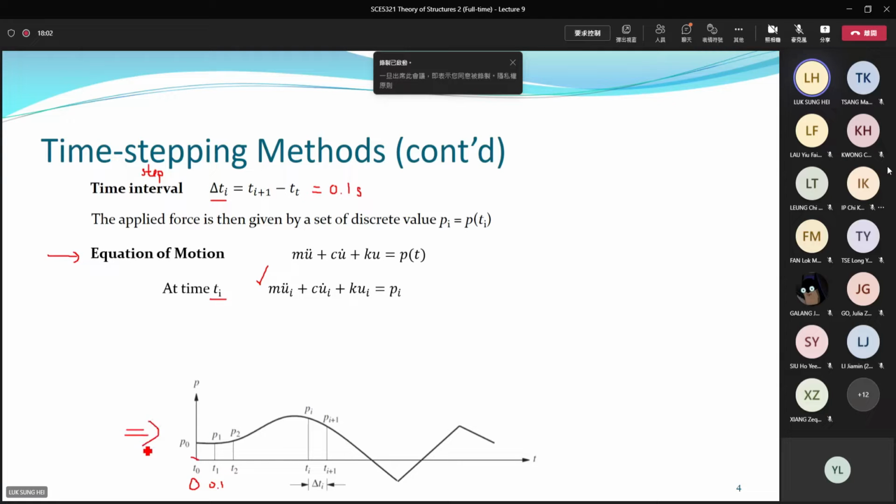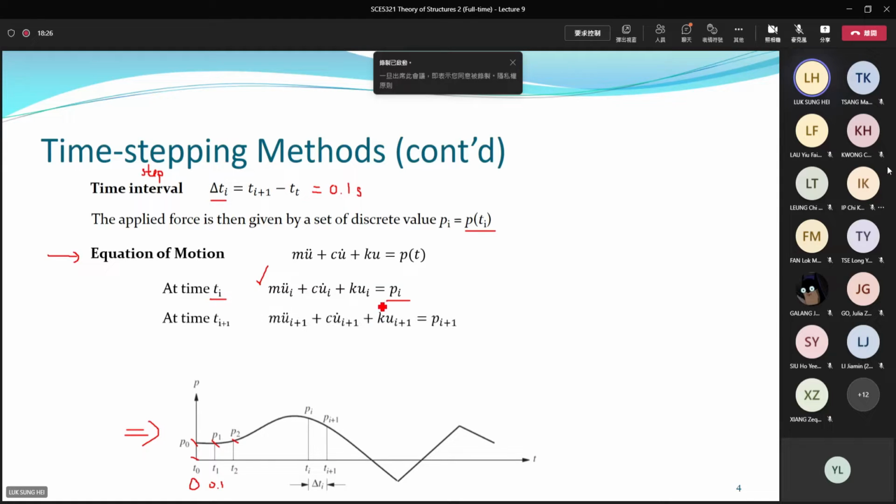It helps us to handle this arbitrary loading, because when you take a look at the picture at the bottom, you cannot find one simple function to represent the force P, right? But you can find the coordinate at each time instant. You can find P0, P1, P2, P3, P4, etc. You cannot find the math function, but you can find the coordinates at each time instant. And then you simply substitute the values of the loading at each time instant into the equations.